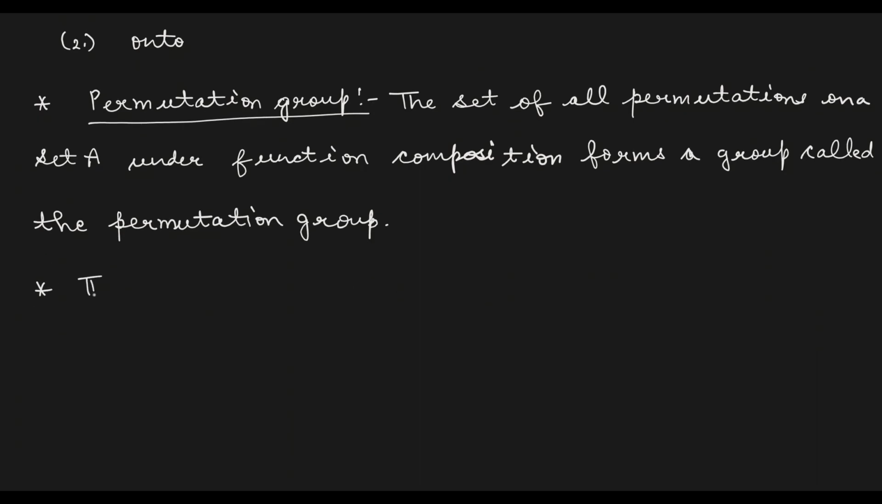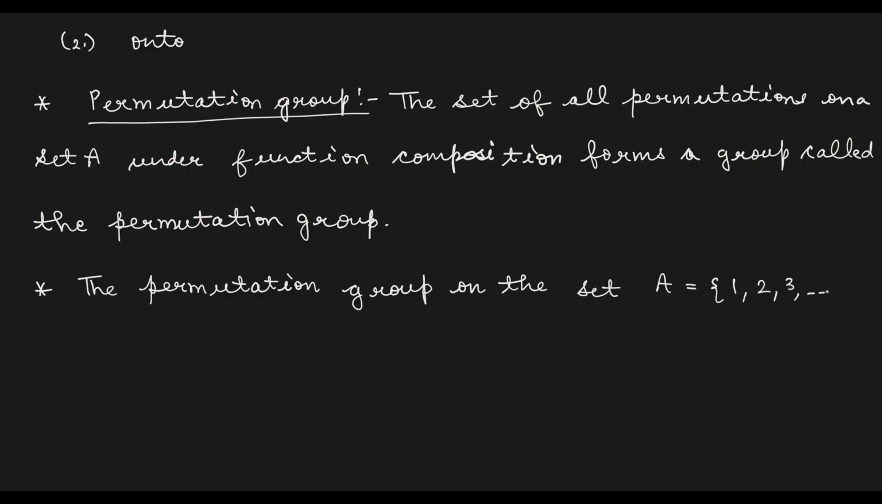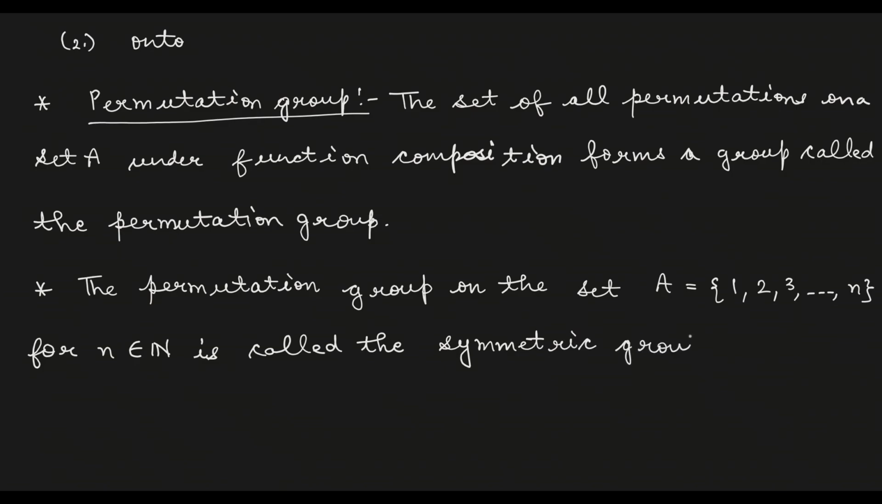The permutation group on the set A = {1, 2, 3, ..., n}, for n belonging to the natural numbers, is called the symmetric group and is denoted by Sn.